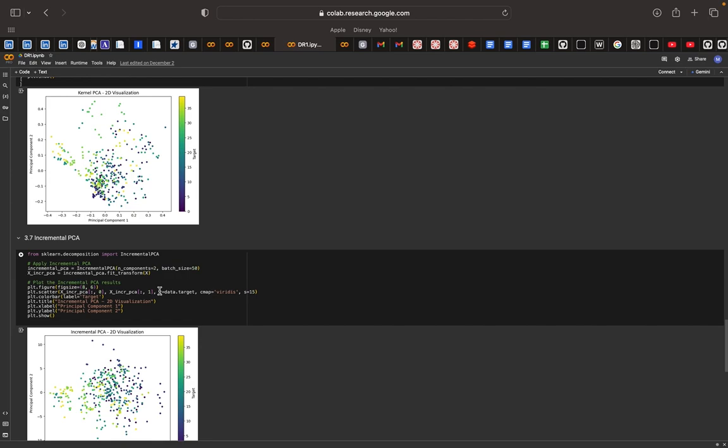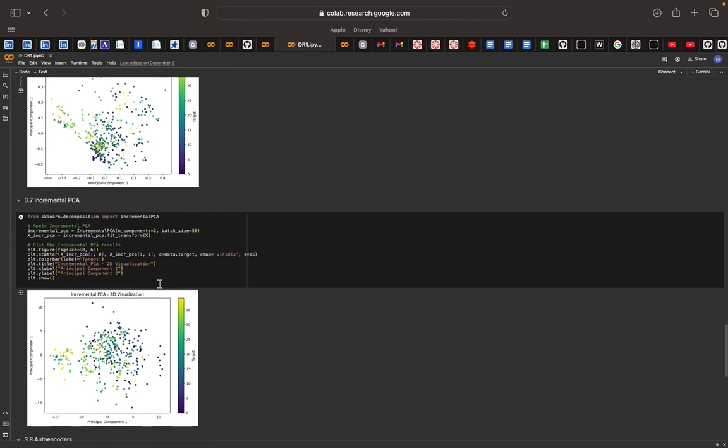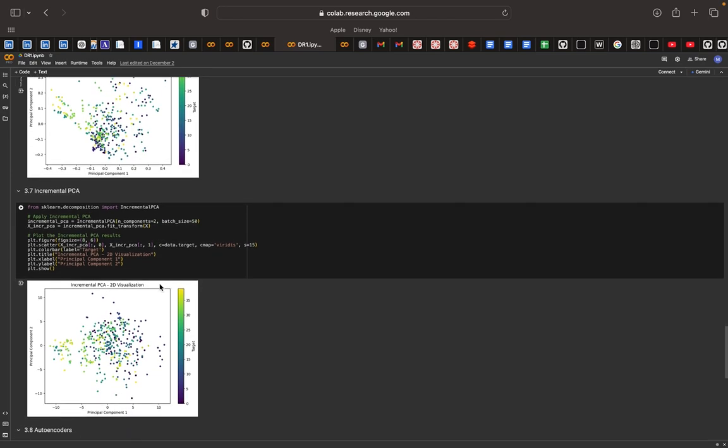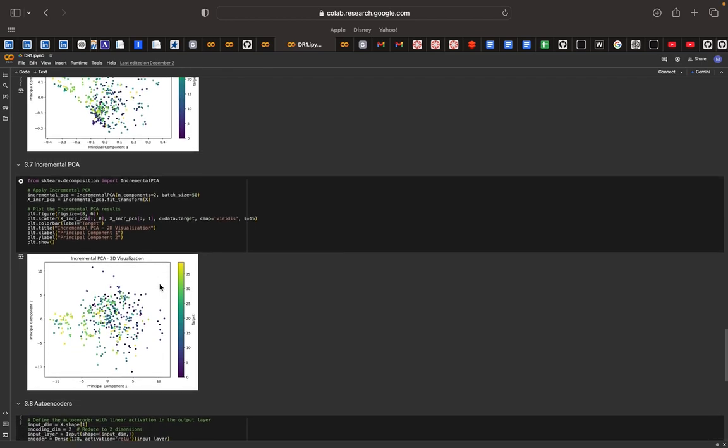And then we have incremental PCA. Incremental PCA processes data in chunks, making it suitable for large datasets that cannot fit into memory. The 2D visualization you see here shows the transformed data, similar to standard PCA.